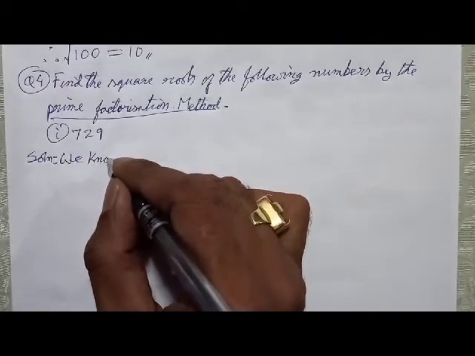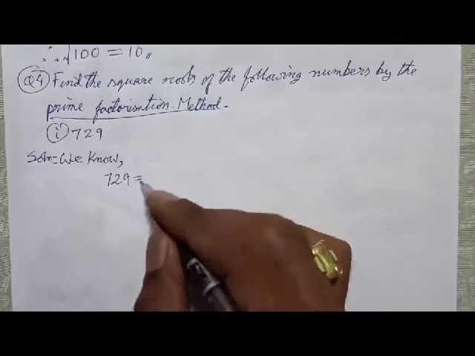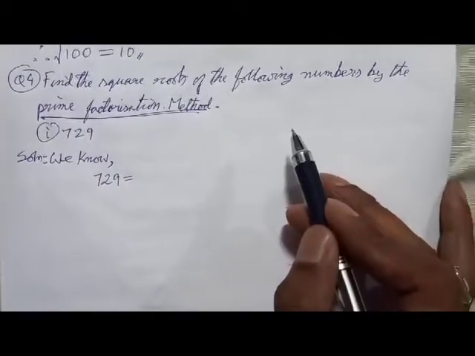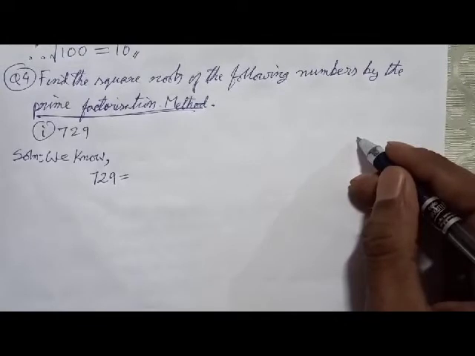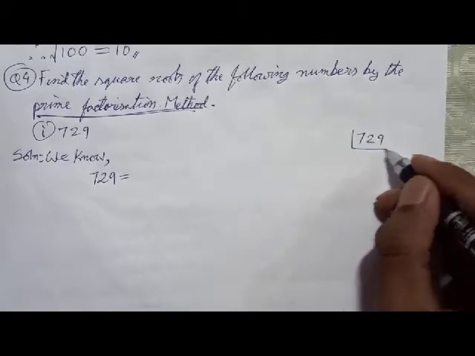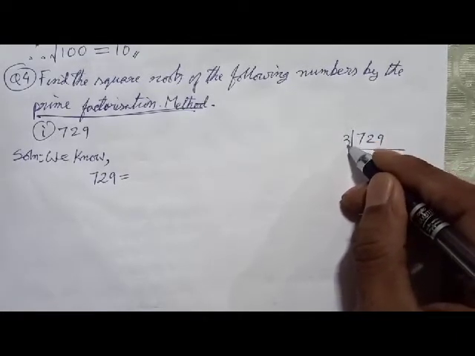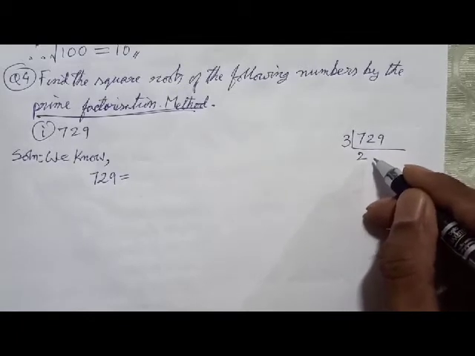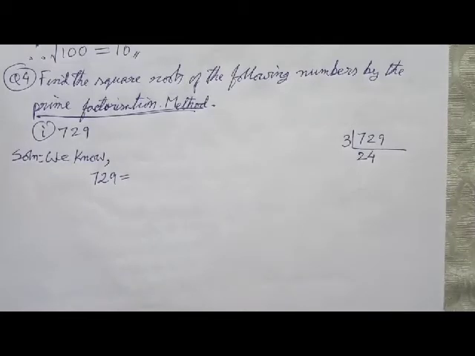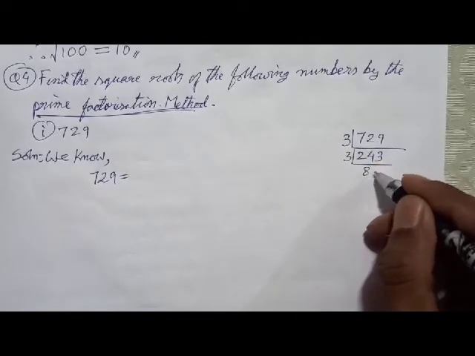We know 729 is equal to, here we are going to use the prime factorization method. So first we have to find the prime factors of 729. We can divide 729 by 3, so let's divide by 3. 3 2s are 6, 7, 3 4s are 12, 3 3s are 9. Again let's divide by 3. 3 8s are 24, 3 1s are 3.